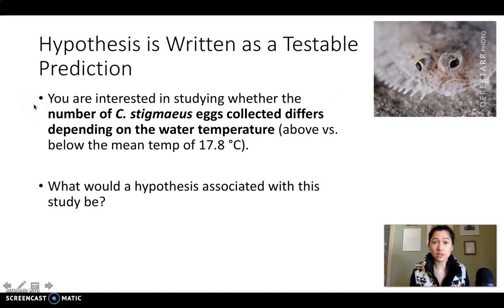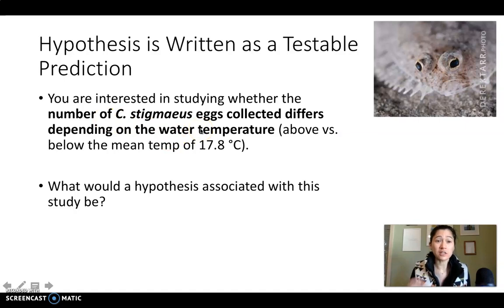Say you are interested in studying whether the number of C. stigmaeus eggs, so that's a flatfish that's shown here. Remember I talked about in the last video, I got all excited about how they start with their eyes on each side of their head, and then as they get older it migrates to the top of their head. Anyways, so this is a flatfish. So that's what C. stigmaeus is.